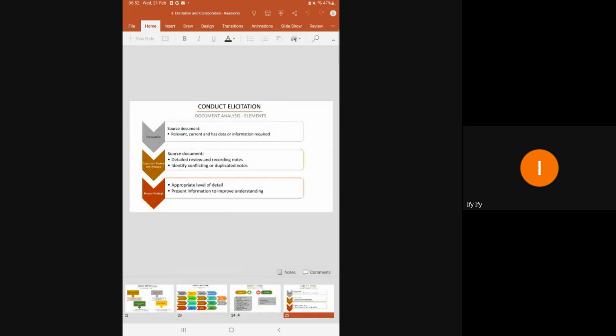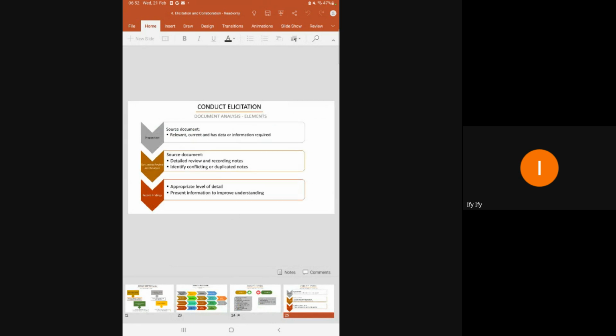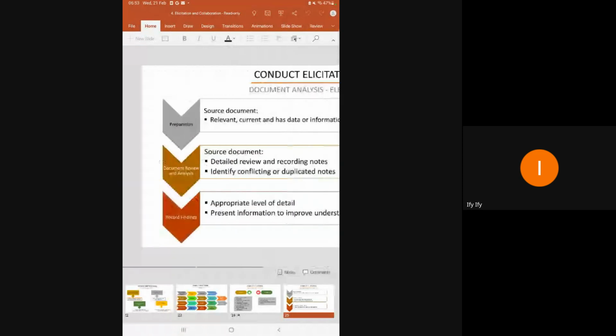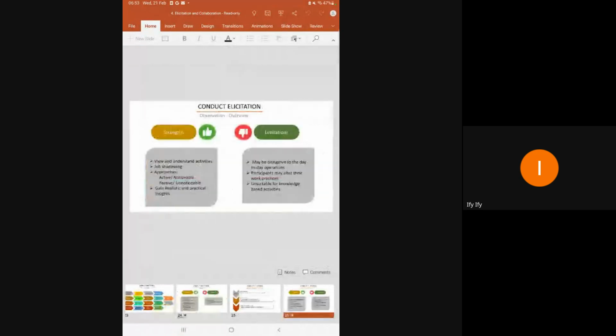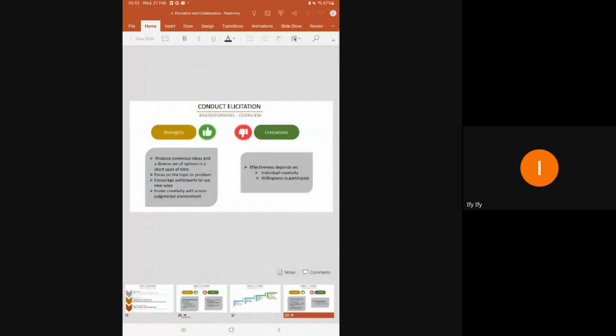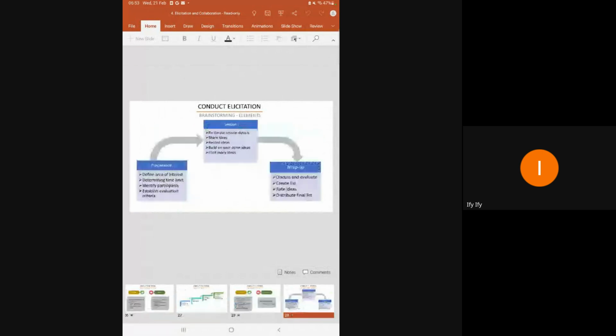Thank you. Now, the other part of document analysis: what are the elements that we look at? The elements are preparation, document review and analysis, record findings, and so on. Let me see the record. We are in the conduct. Sorry, one second. I'm just looking for the elements of instruction.